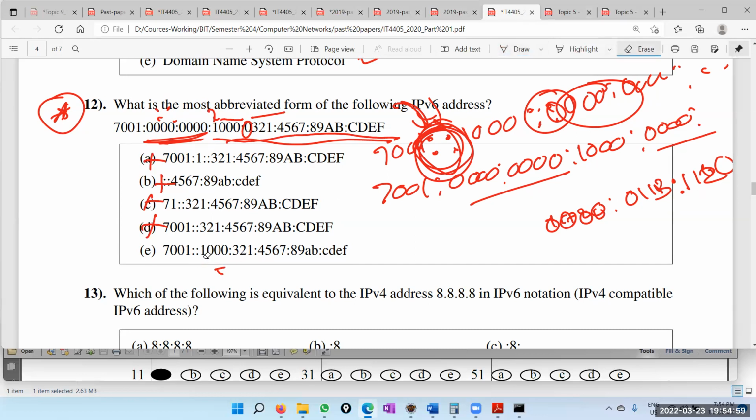So this one is there. Okay, this one is there. So the answer must be E. Right. Answer must be E. Okay. Pay special attention if you have more than one block. Only one block can be represented. Other blocks you have to just write as it is. Okay. E. 12 E.